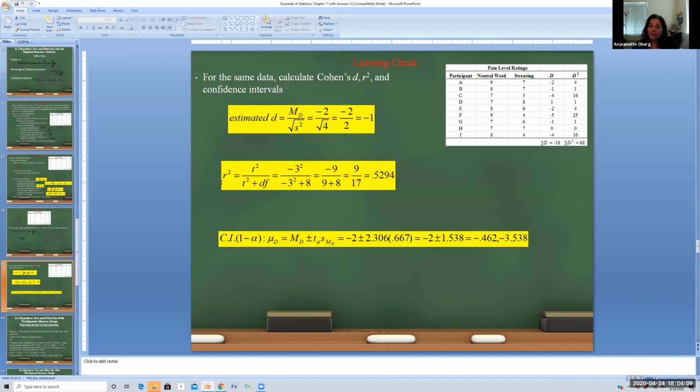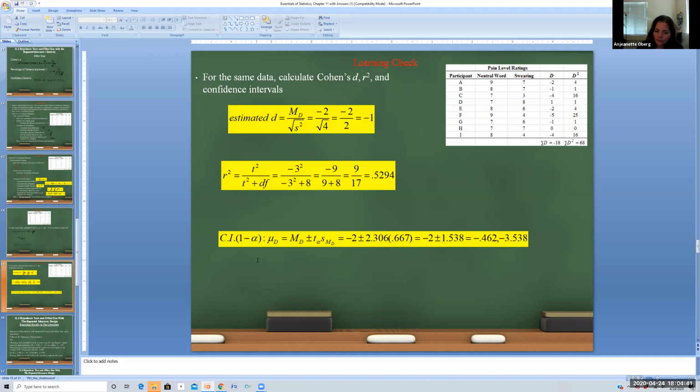R-squared is looking at what percentage of the variance in the overall study is accounted for through my independent variable, in this case, cussing, right? I take my t-value, plug it in, and I end up seeing that about 53% of the variance in the study is accounted for through my treatment effect. Remember, that's a pretty significant effect. That's a large effect, right? Or pretty significant magnitude, I should say, okay?